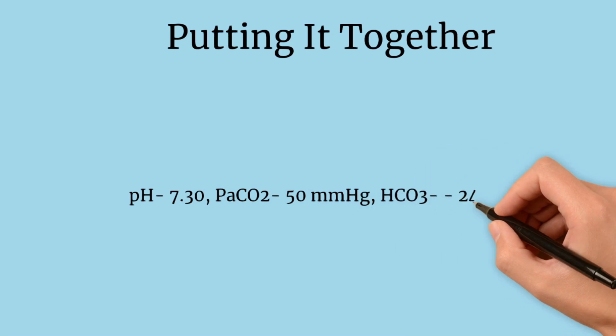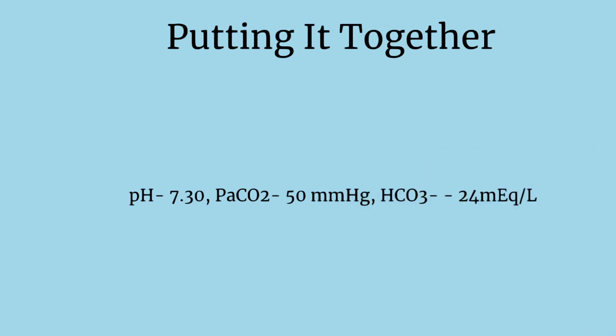For example, we have a patient, we got an ABG back, and our pH is 7.30. Our PaCO2 is 50 millimeters of mercury, and our bicarb is 24 mEq per liter. So let's figure out what our ABG reads. So again, we're going to go step by step.